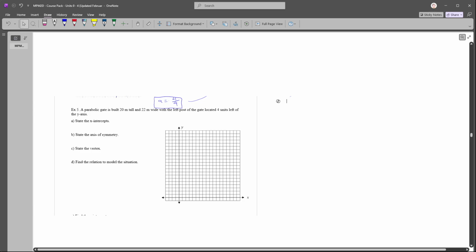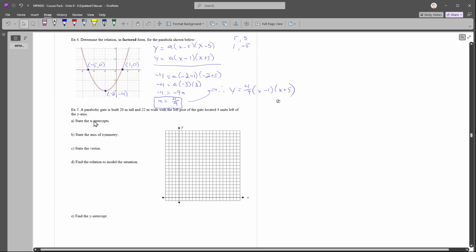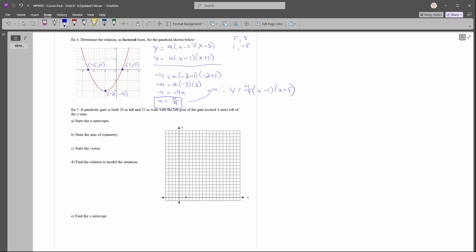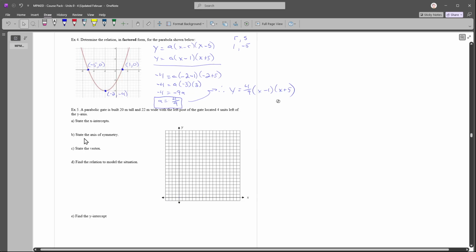Alrighty. So with the next piece, as it says here, we have a parabolic gate. So this one, we got a word problem now. A parabolic gate is built 20 meters tall and 22 meters wide from the left post. So who knows where the left post is? Maybe the left post is right at 0, 0. Maybe it's over here. I don't know. We'll come back to that in a second. A parabolic gate is built 20 meters tall and 22 meters wide from the left post of the gate.